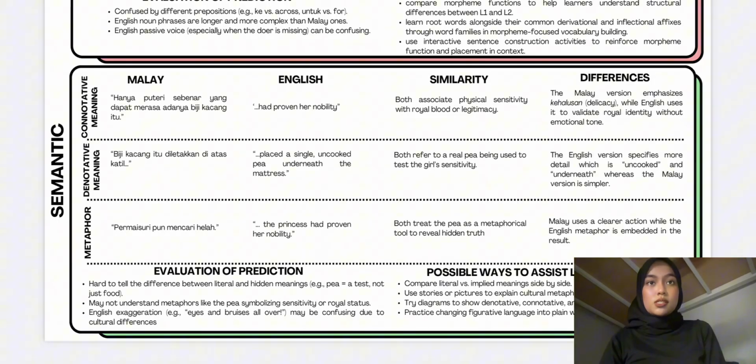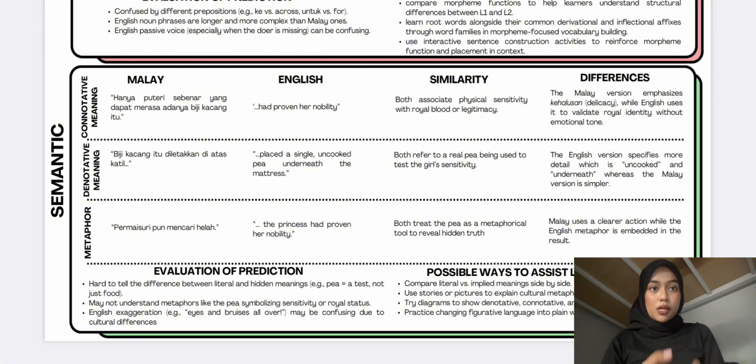And the second one is denotative meaning. For the Malay excerpt here is "biji kacang itu diletakkan di atas katil," and for the English version, "placed a single uncooked pea underneath the mattress." The similarity here is both refer to a real pea being used to test the girl's sensitivity, while for the differences, the English version specifies more detail, which is uncooked and underneath, whereas the Malay version is much simpler.